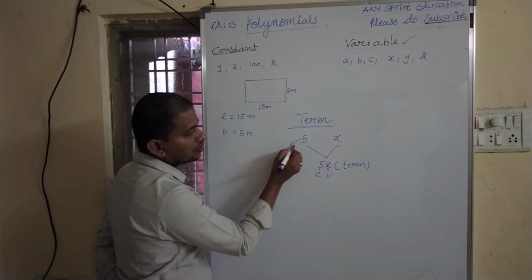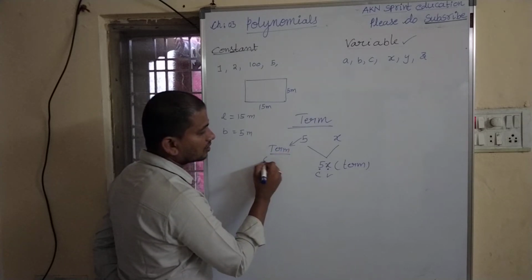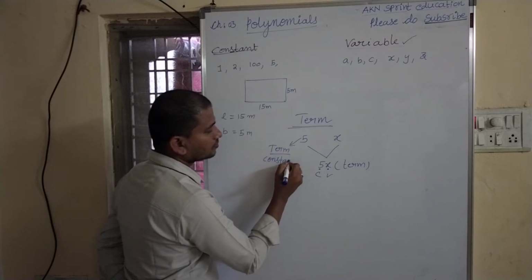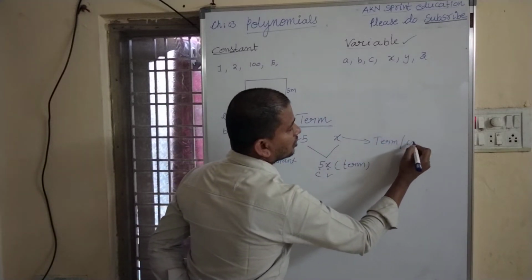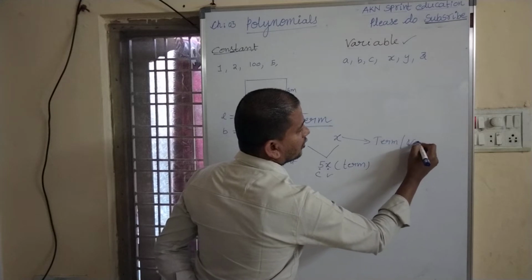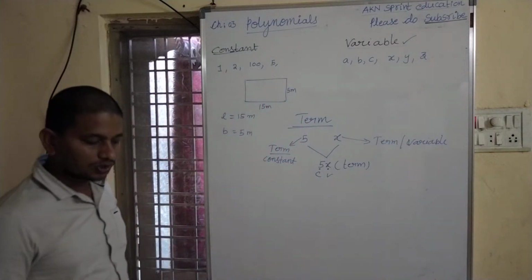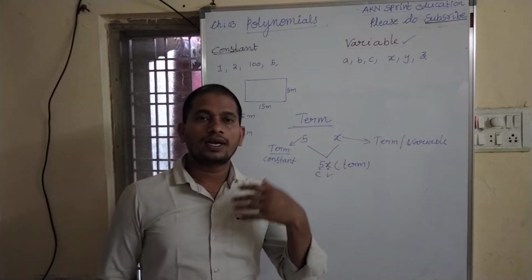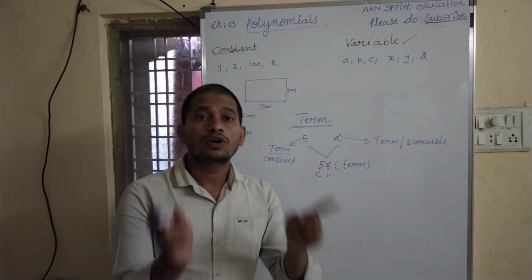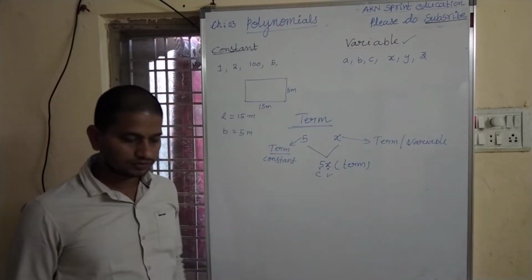5x is a term, because it is a combination of constant and variable. Here 5 is also a term, also it is a constant. Here x is also a term, also it is a variable. So understood what you mean by term? It is a constant or a variable or a combination of constant and variable. That is called term.